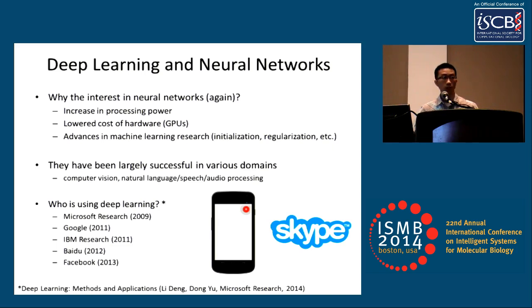And you actually see them in a lot of consumer products. For example, if you have an Android phone, you can talk to it, and it'll recognize what you're saying and do a search. That's powered by deep learning. What's coming from Microsoft and Skype is real-time translation, so you can speak to it, and it'll translate it to a different language. So they're very powerful techniques.